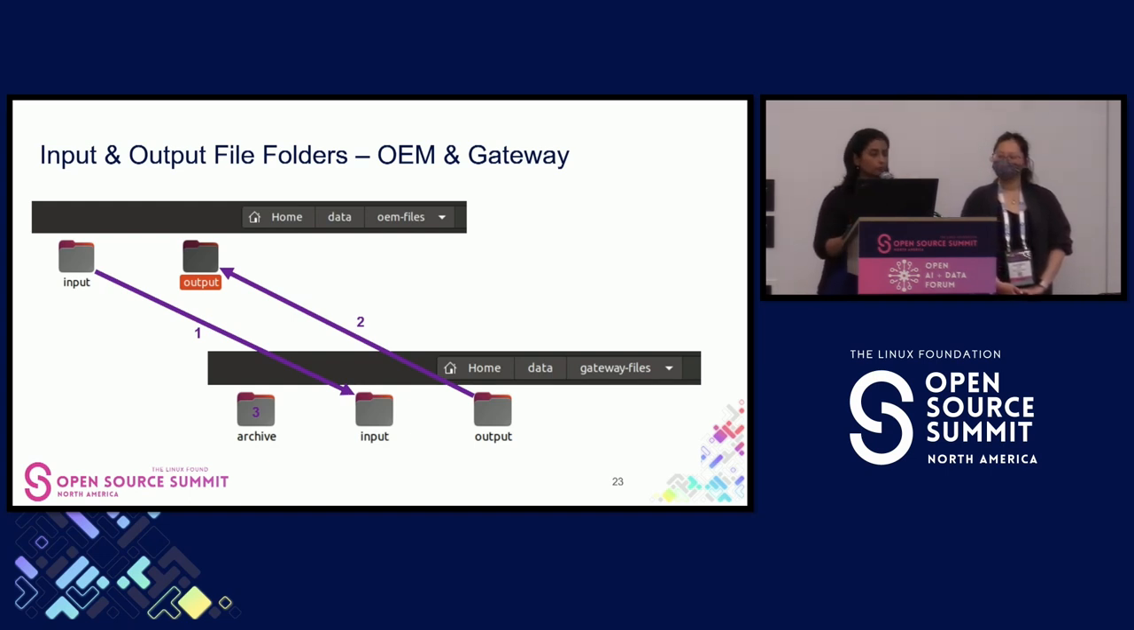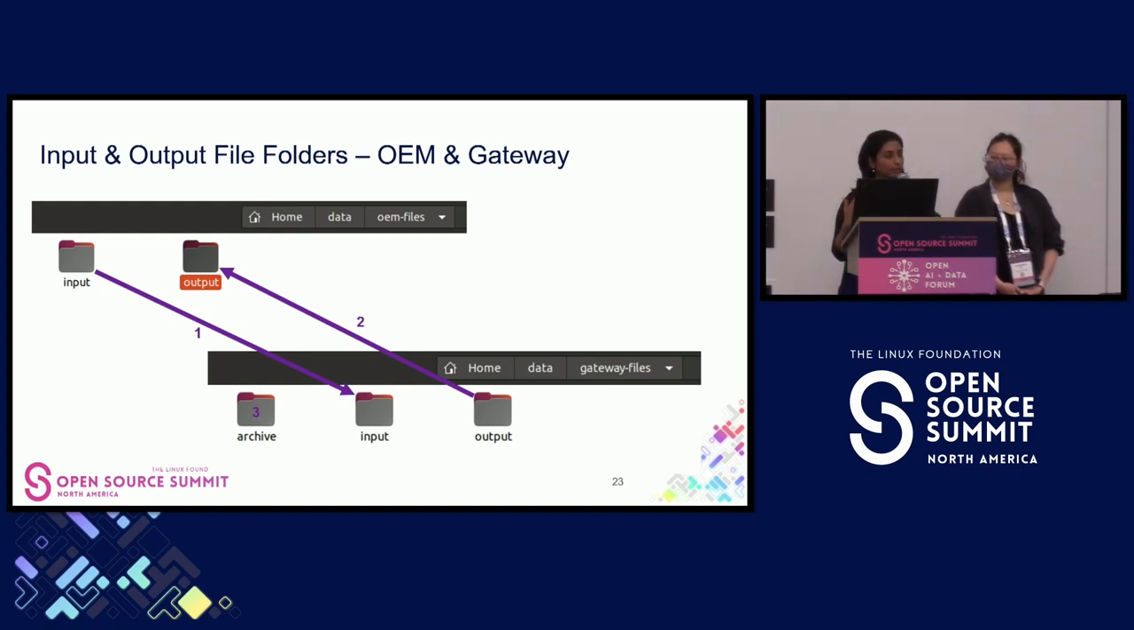So you can see the top one is the OEM files and the bottom one is the gateway. We have both input and output folders in both of these machines. And then on the gateway side, you can see we have another folder called the archive. So once the microscope captures all these input images, it gets stored in the input folder of the OEM files, which automatically gets transferred to the input folder on the gateway side.